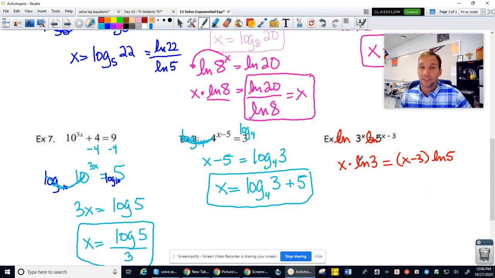So this, remember, is a number. The natural log is a number. It's a decimal number, but it's a number nonetheless. So this would be like your coefficient. So I can multiply into here like that, and it's just fine. So x times the natural log of 3 equals x times the natural log of 5 minus 3 natural logs of 5.